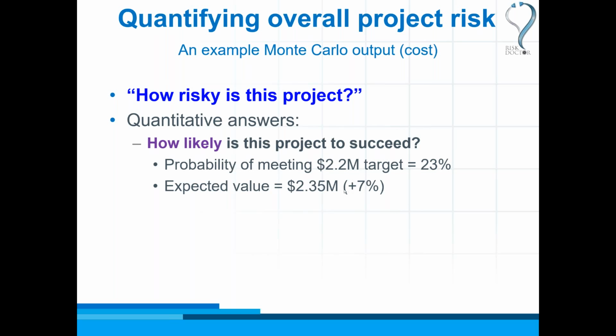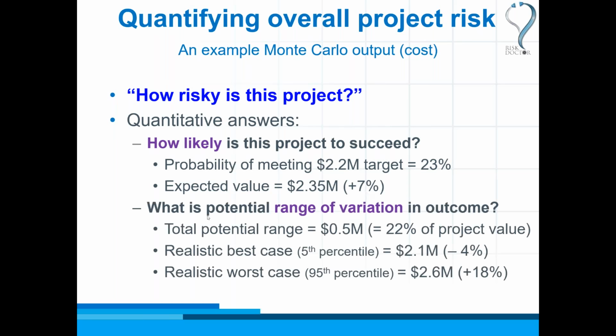We expect to be 7% overspent. That's a problem. And then we could ask the other question, what is the range of variation? And we know that the potential range is $500,000, which is 22% of our target. So there's quite a lot of possible variation in the project at this stage.